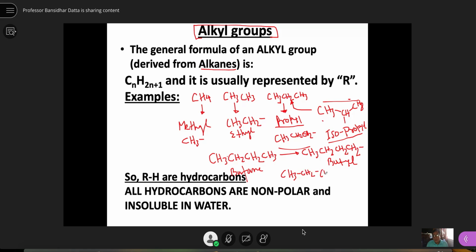CH3. So I'm taking the hydrogen from the second carbon from the left, from the right. So what is that one? Tell me, what is this one? What's the name of this?